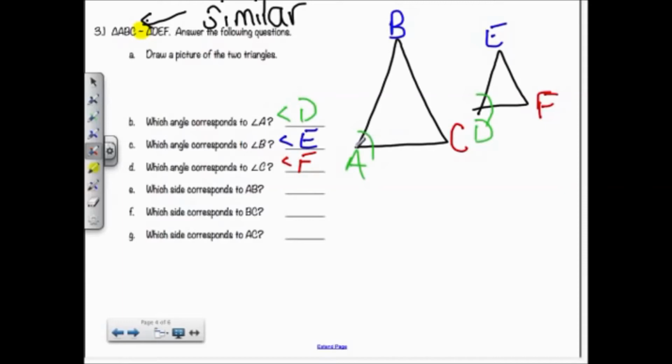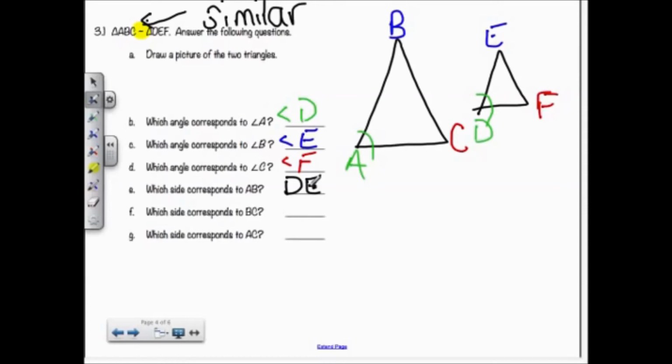Okay, which side corresponds to side AB? If I look right here, side AB is this side right here, which means that the side that corresponds to it is side DE. So my answer to this is going to be DE. Go ahead and try question F and G and compare your answer with mine.